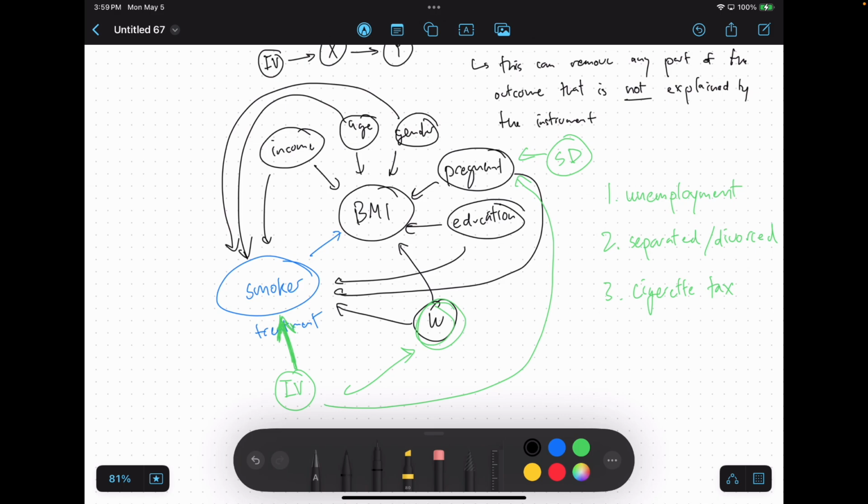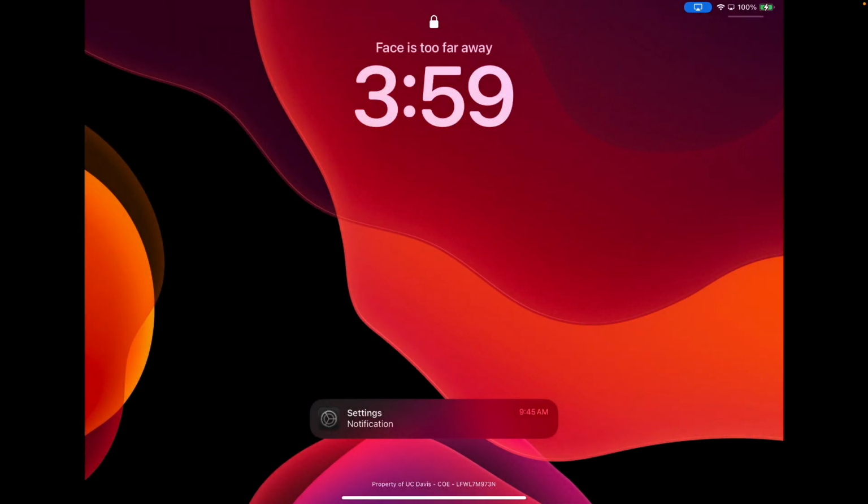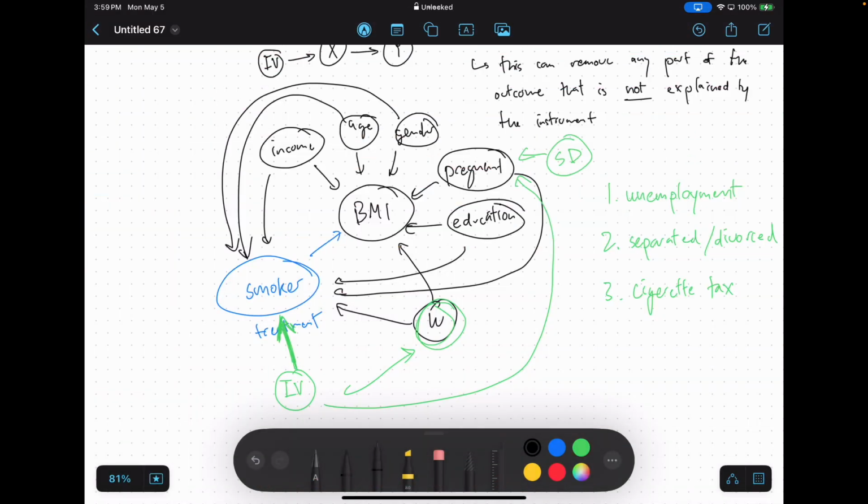And you can think of that as being a useful policy, right? Because a doctor could say, hey, you should stop smoking because smoking will do this to your BMI, as opposed to something like, oh, I'm going to pass a cigarette tax in order to get people to have a lower BMI, right?